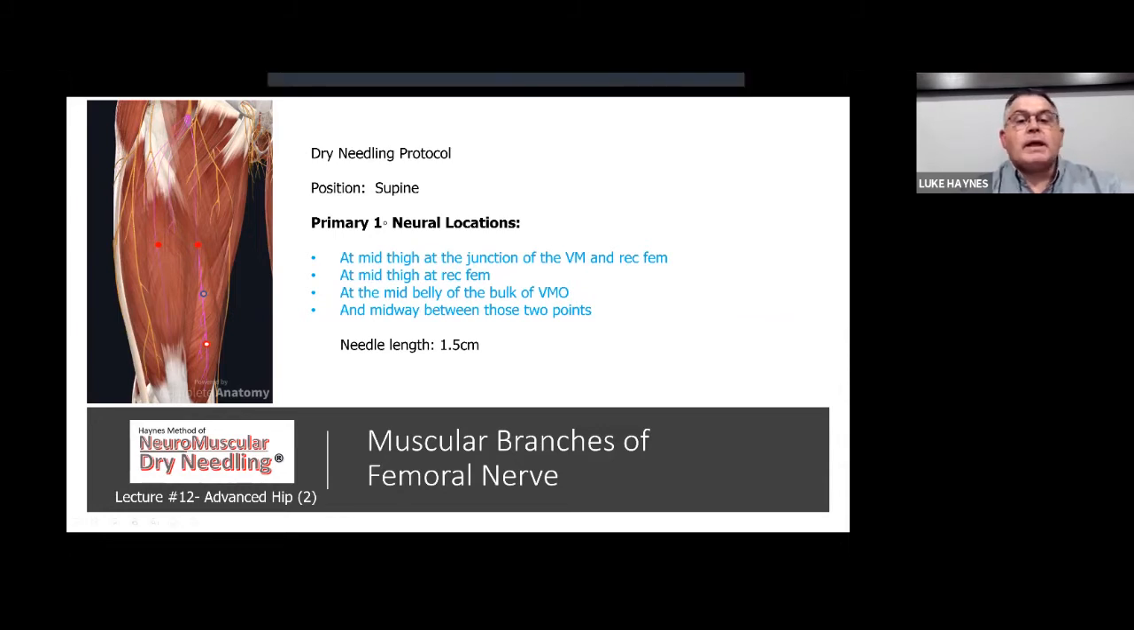And then we can move just laterally to the junction of the vastus medialis and rec fem, that second needle location. We're going to drop down into the bulk of the VMO, which is our normal vastus medialis needle location. And then we're going to take a midpoint between the VMO, or vastus medialis, and this more proximal location and place 1 needle right in between. That'll give us 4 locations for needling for improvement in motor response out of femoral nerve.